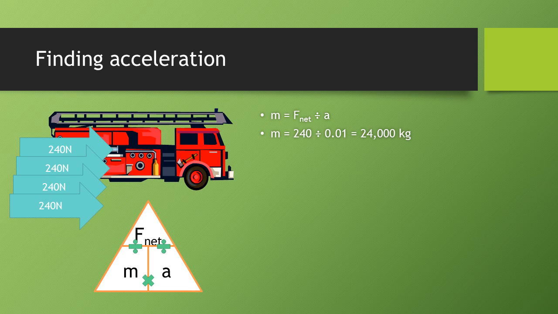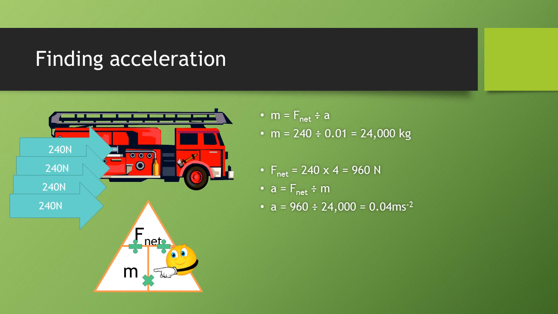If we change the force, we could then find out the acceleration because we know the mass now. So let's say there's 4 lots of 240 newtons. So that would mean that the total net force now is equal to 4 lots of 240 or 960 newtons. If we use our equation now to find the acceleration, F net divided by mass, 960 divided by the 24,000 from the previous question, gives us an acceleration of 0.04 meters per second squared. And we see here that as we have 4 times the amount of force, we also have 4 times the acceleration. The two are directly related.